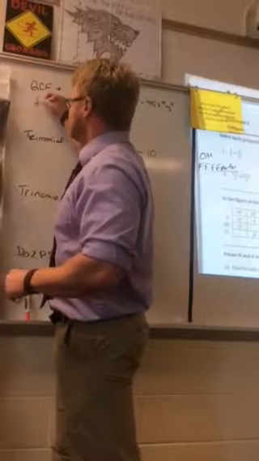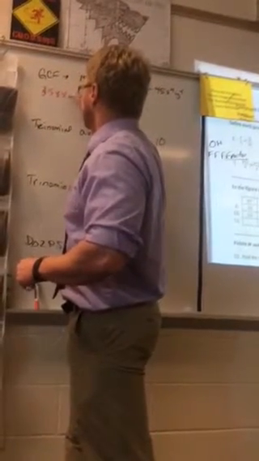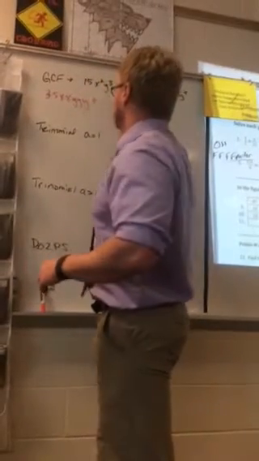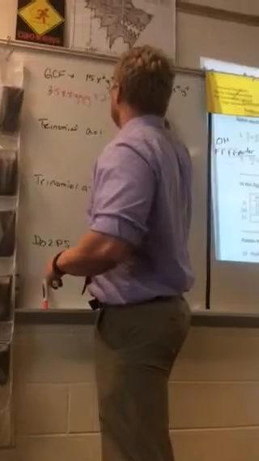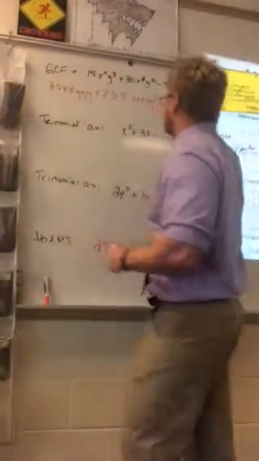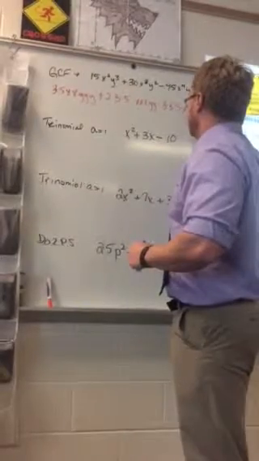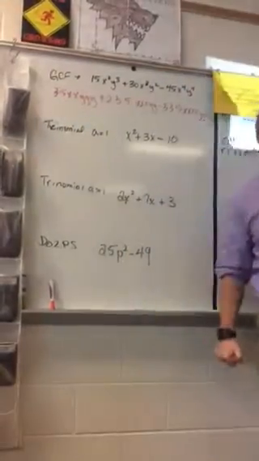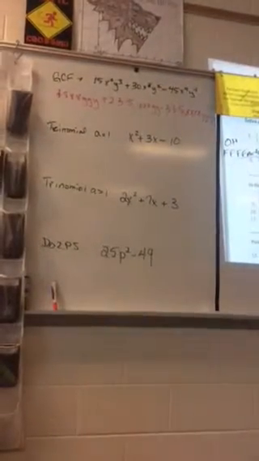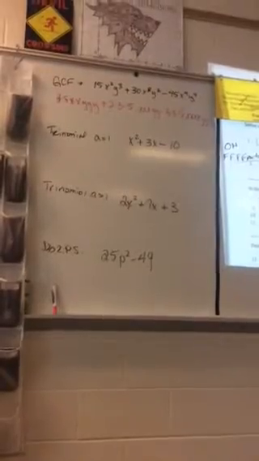15 is 3 times 5. X squared is x times x. Y to the third is 1, 2, 3 y's. 30 is 2 times 3 times 5. Minus 45, which is 3 times 3 times 5. And then there's 1, 2, 3, 4 x's and 1, 2, 3, 4 y's. Everybody okay with that? Yeah. That's broken down to its prime factors.